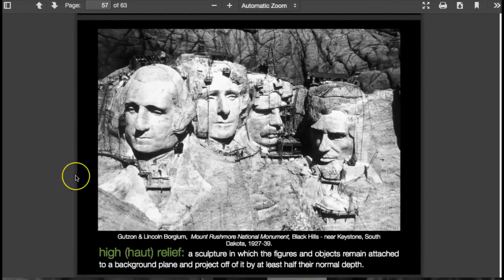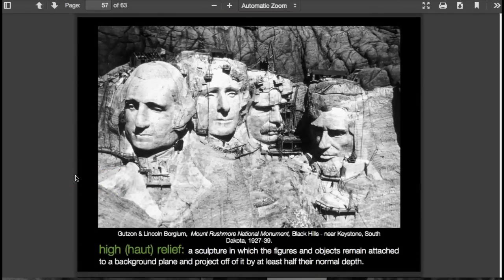And then we have high or haute relief. And this is a sculpture in which the figures and objects remain attached, again, to the background, and yet they project by at least half their normal depth. So we can see that we've got almost all of Washington's head, right, emerging from Mount Rushmore here.